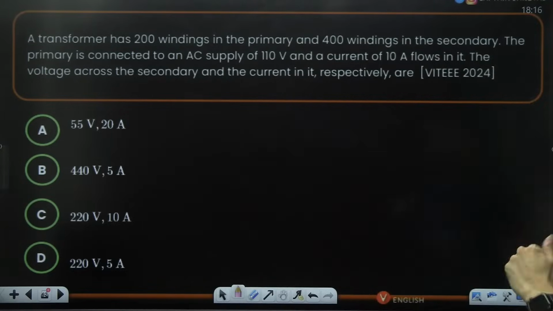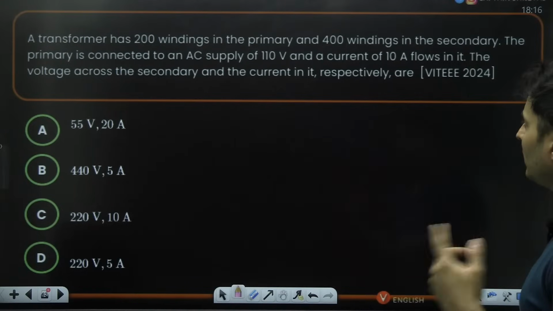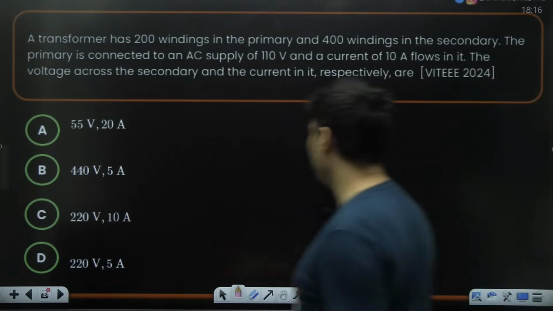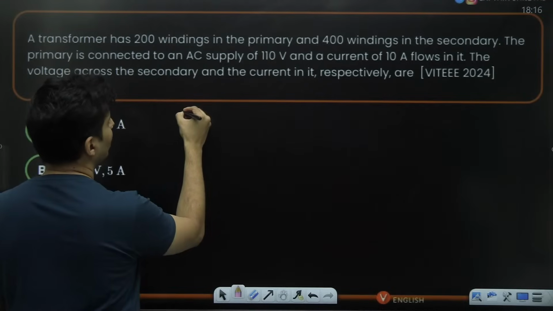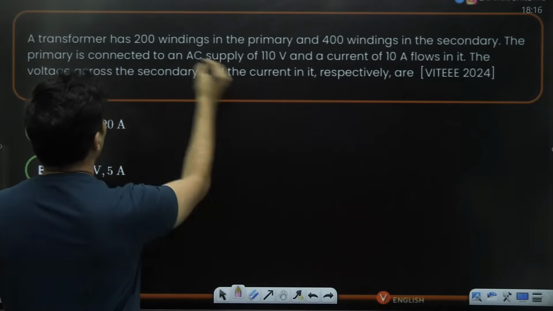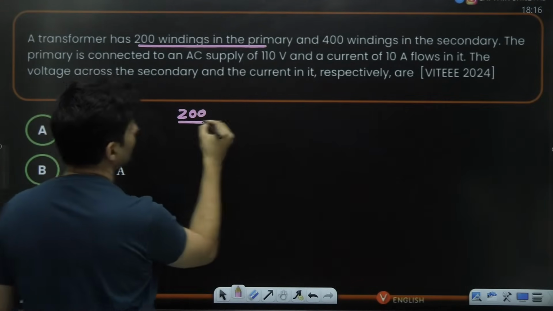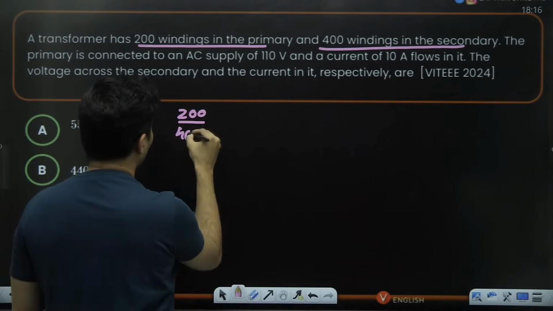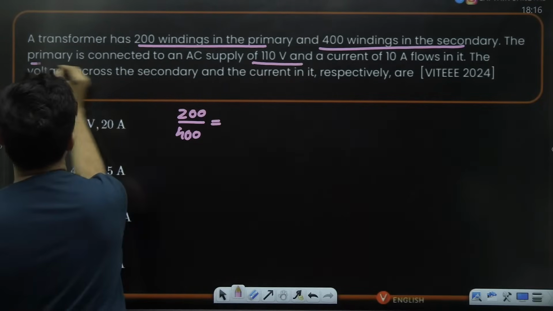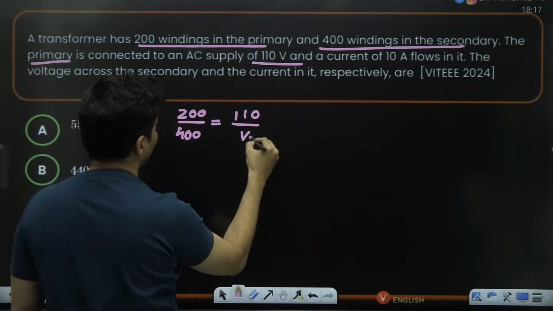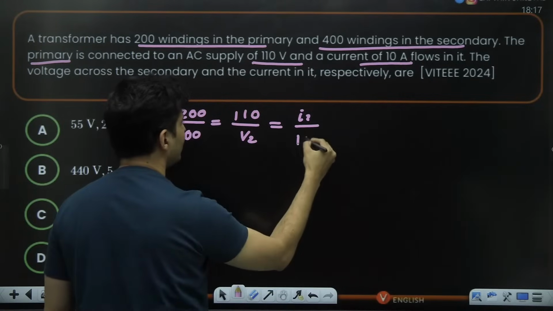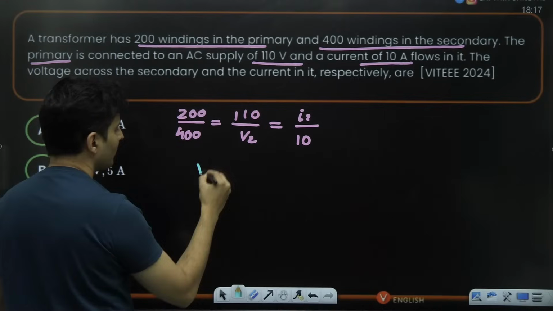A transformer has some windings, primary and secondary. The AC voltage of the primary is given, the current is also given, and we need the voltage across the secondary and the current in it. Direct formula, guys. N1 is 200 in the primary, 400 in the secondary. N1 by N2 is V1 by V2. V1 is given: 110 volts is connected to the primary. Secondary voltage, I do not know. Here you will get I2 by I1. Current 1 is basically 10. Solve this, you will get the answer.